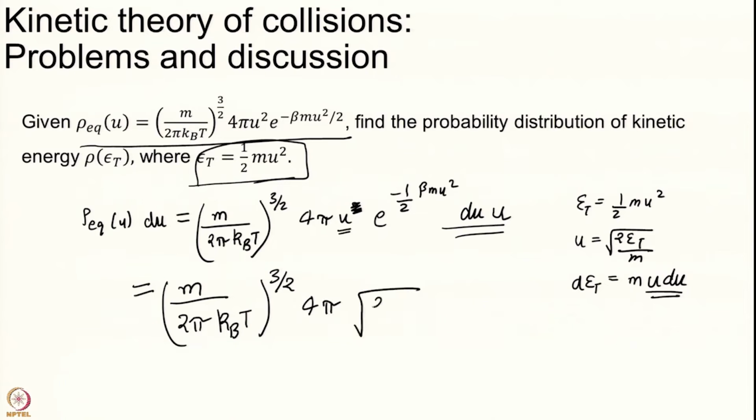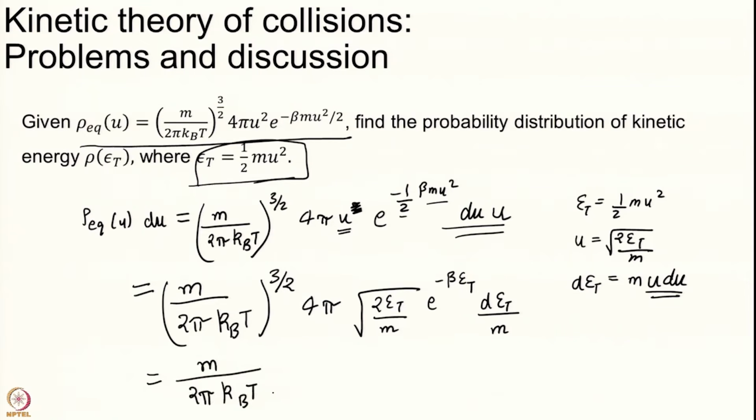U is root 2 epsilon over m, e to the power of minus beta epsilon, since half mu square is epsilon, and u into du is d epsilon over m. So, I can simplify this a little bit. The more you practice, the more you will become comfortable with how to do these kinds of tricks. This comes only and only with practice, no alternative.